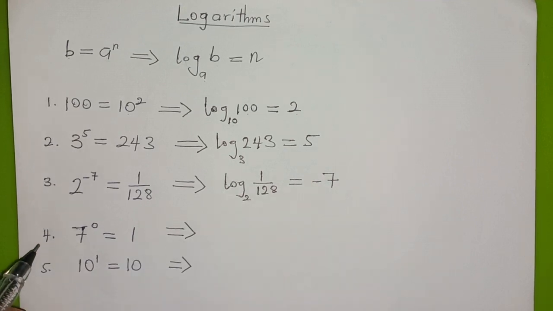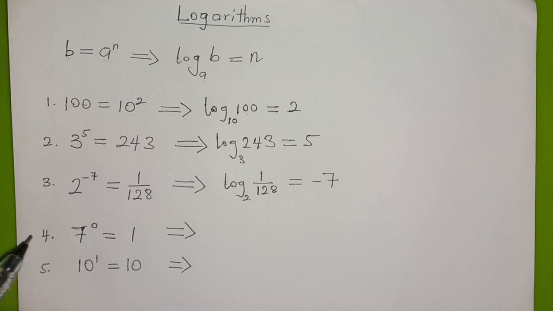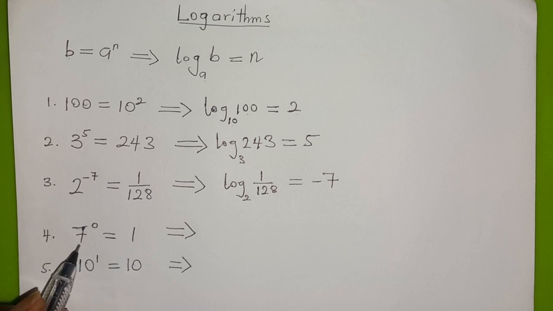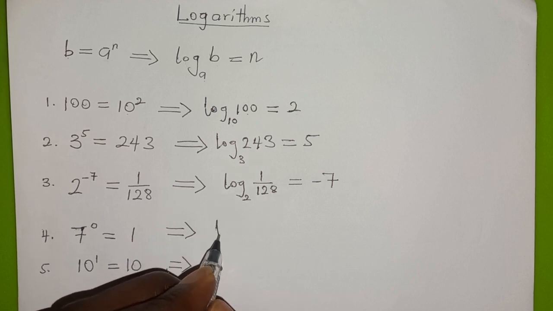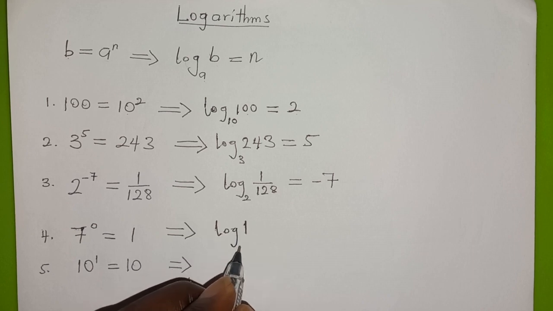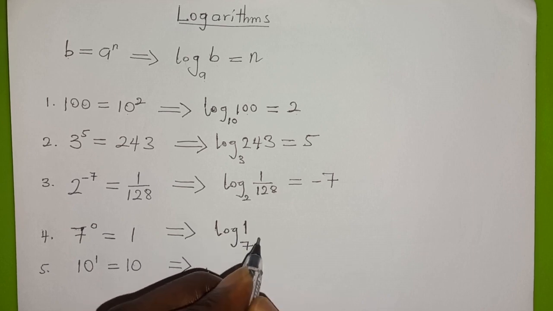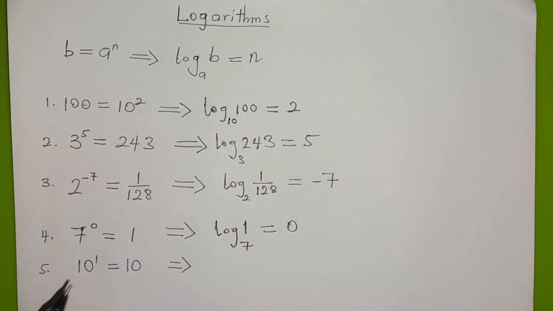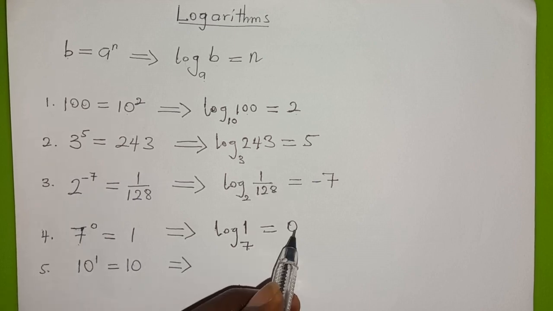In the fourth example, we have 7 raised to the power 0 equals 1. We know that any number raised to the power 0 is 1. This can equally be expressed in the log form. So this would become log 1 base 7 equals 0. The same idea. So the base is 7, and then our power is 0.